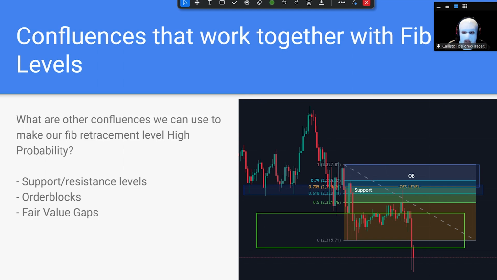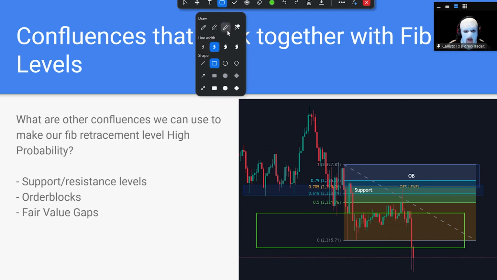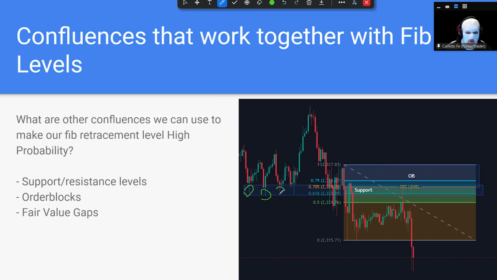Now, what are some of the confluences here that we can use? Support resistance levels, order blocks, fair value gaps. Now, I'll go into more examples later on. All right, but if you take a look in this specific picture on the right now, you can see price action has actually given us, let me bring out my pen. Okay, there we go. You can see price action on the left created a support. Rejection 1, 2, 3, 4.